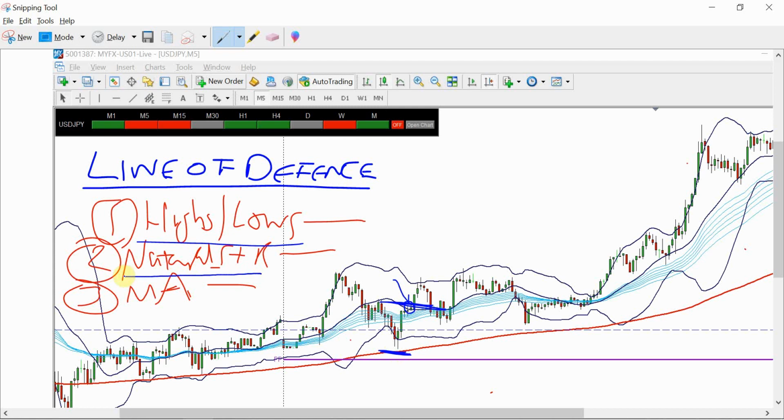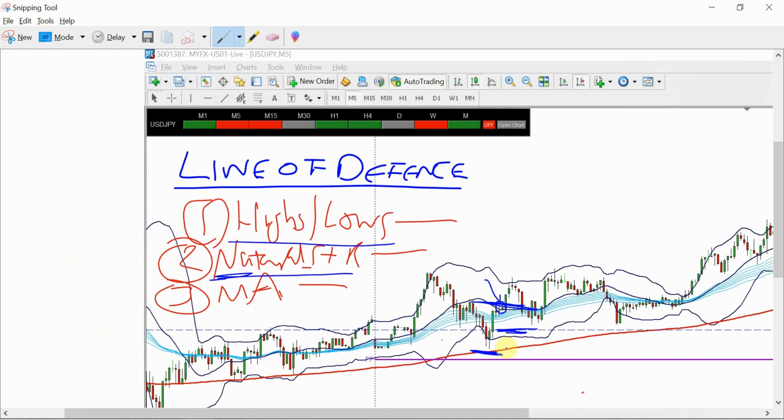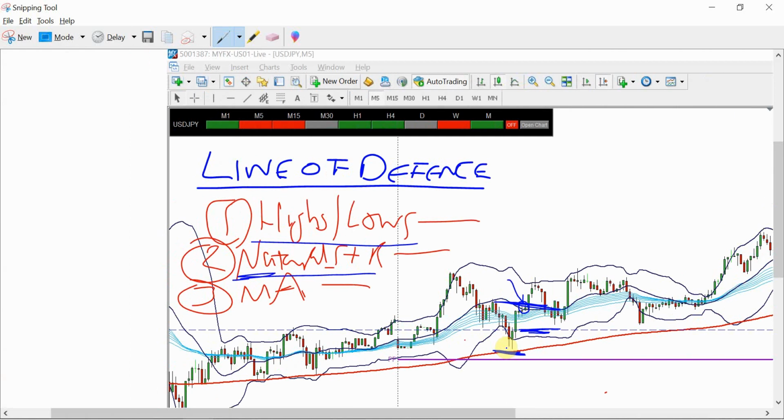Then we've got natural support and resistance. So you'll notice that we have a natural support and resistance over here, signified by the 107 level, and we also have the daily pivot over here as well. So we've got two natural support and resistance levels. If we look at the third one, we've got the moving averages. So we've got all of these Daryl Guppy moving averages over here, and we've got the 200 EMA over here. So we've got quite a lot going on over here.